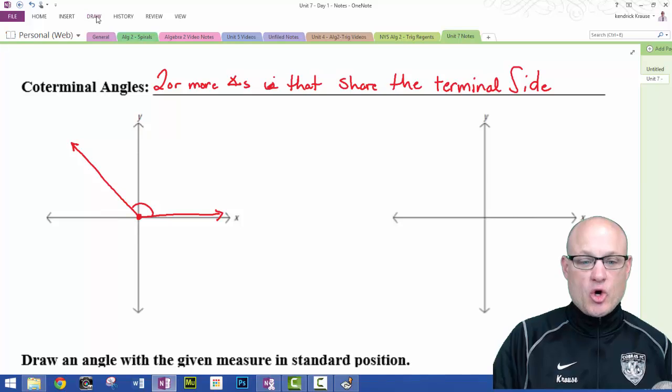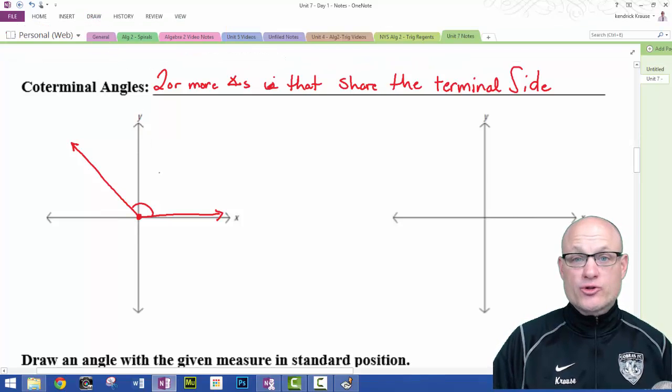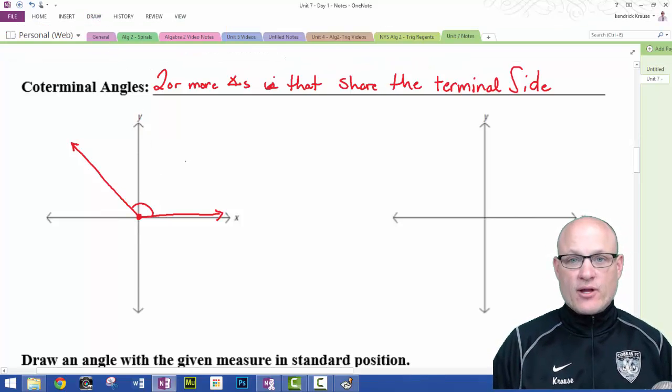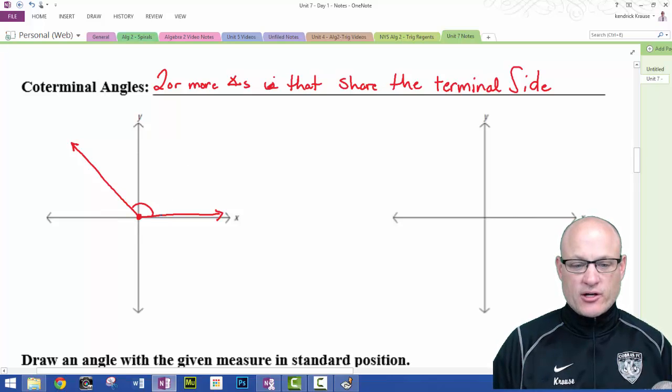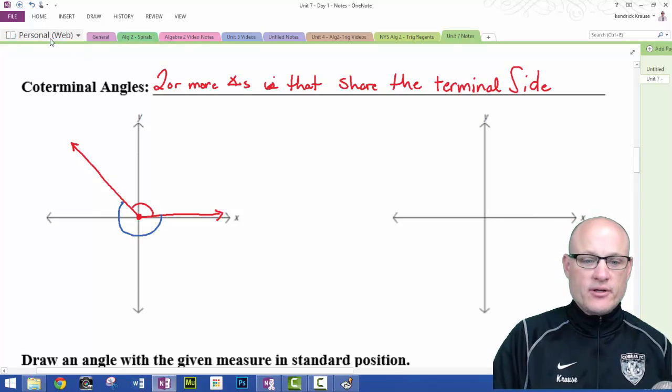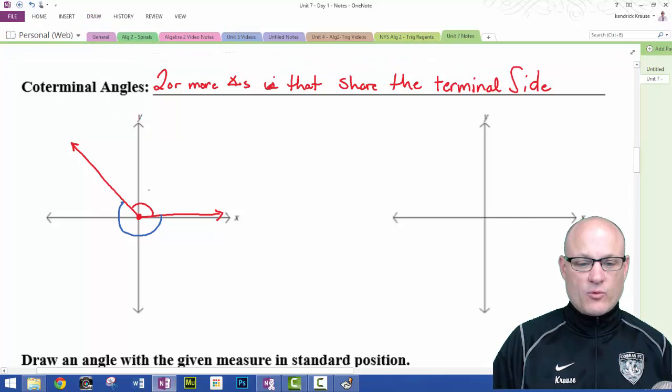I would like a coterminal angle. If I want a coterminal angle, I need another angle that shares that same terminal side. First, we're going to pick the negative. That's pretty easy. I'll just start here, and instead of going in the positive direction, I'll go in this direction. Let's say my original angle had a measurement of 130 degrees, just to make my mathematics easier, because it is in the morning.